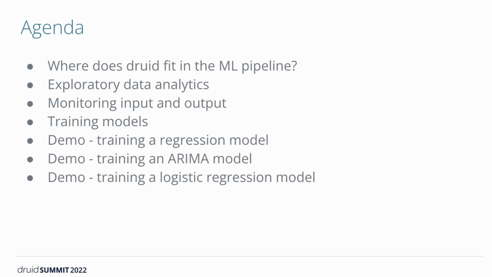with training a simple regression model to predict a numerical value used for a clickstream data set, specifically to predict conversion rates. Then look at an ARIMA forecasting model for stock data, and then look at a logistic regression model where a categorical variable needs to be predicted. So these demos will give us a sense of the different advantages of using Druid when trying to train models on very large data sets.